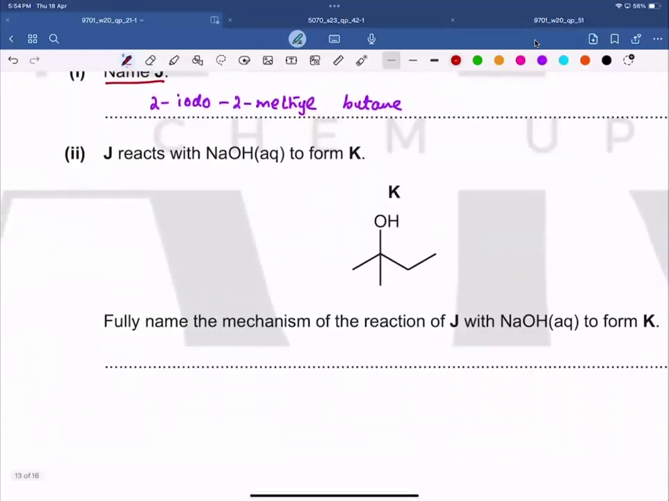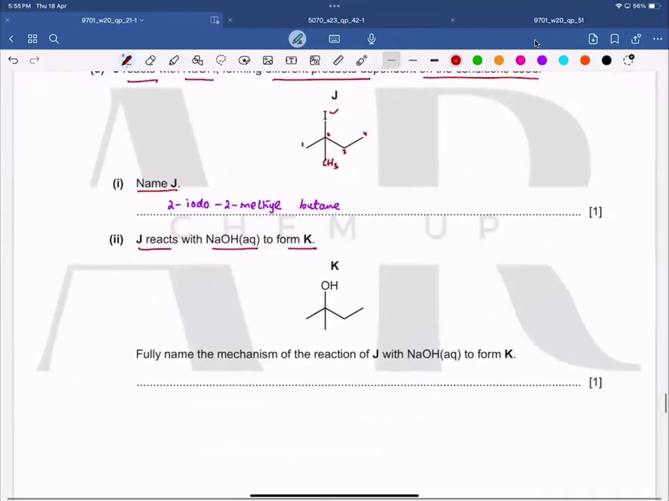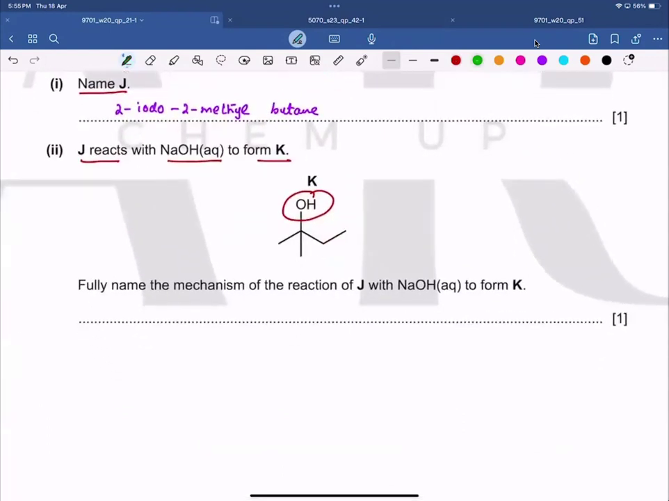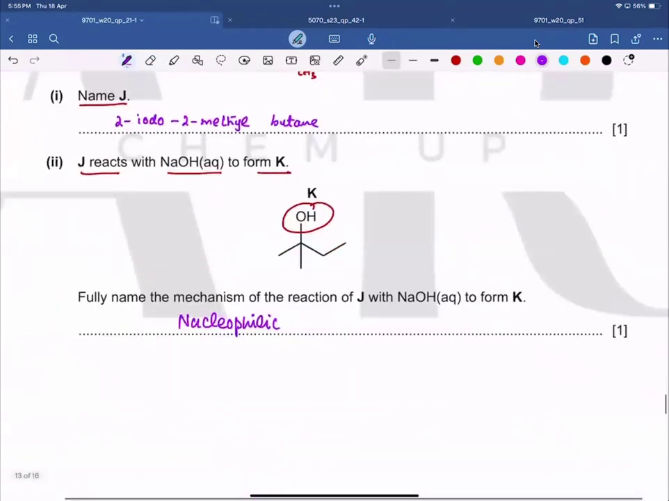Now J reacts with aqueous sodium hydroxide to form K. So it's an electrophilic or nucleophilic substitution, right? The halogenoalkane is substituted by OH. Fully name the mechanism. So nucleophilic substitution. You can write it SN1 as well. Nucleophilic substitution.